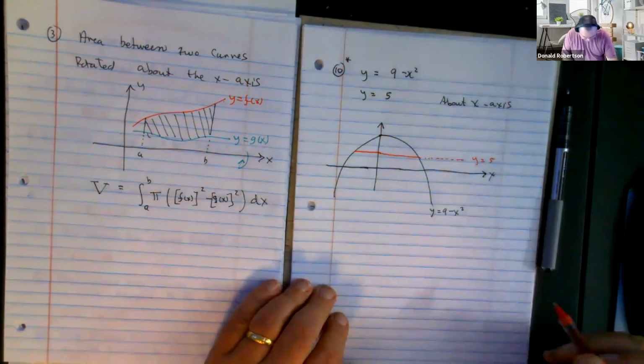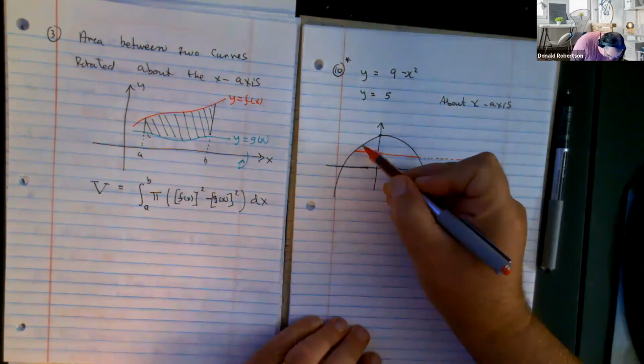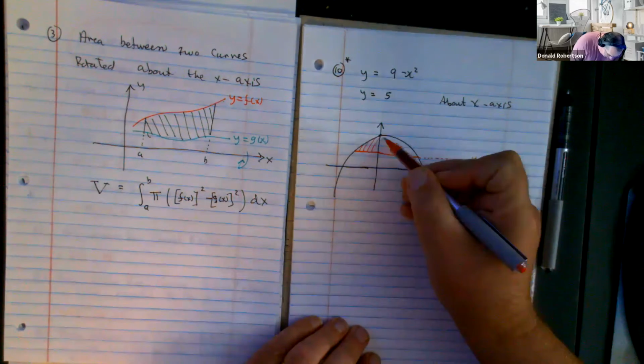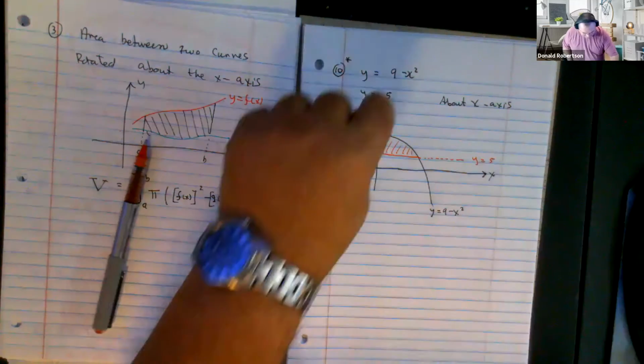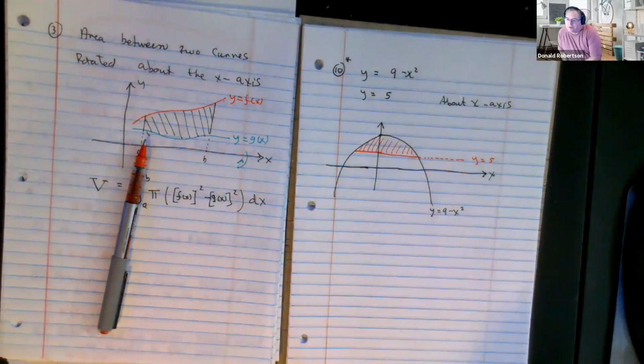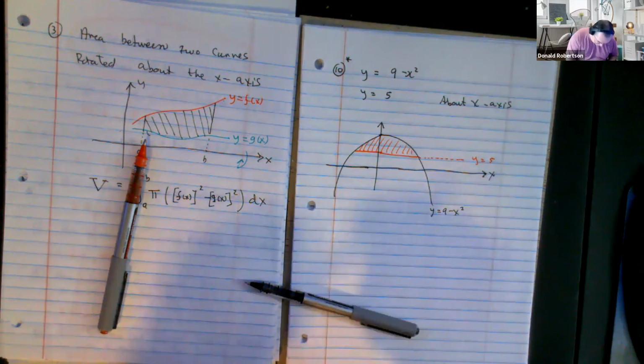There are only 2 lines mentioned. And so the area that they're interested in is that area. Are we comfortable that if you're given 2 curves, the area between them in this case is that one? Right, so that would be your first step. Draw what you're looking at. Now you're going to be rotating about the x-axis.